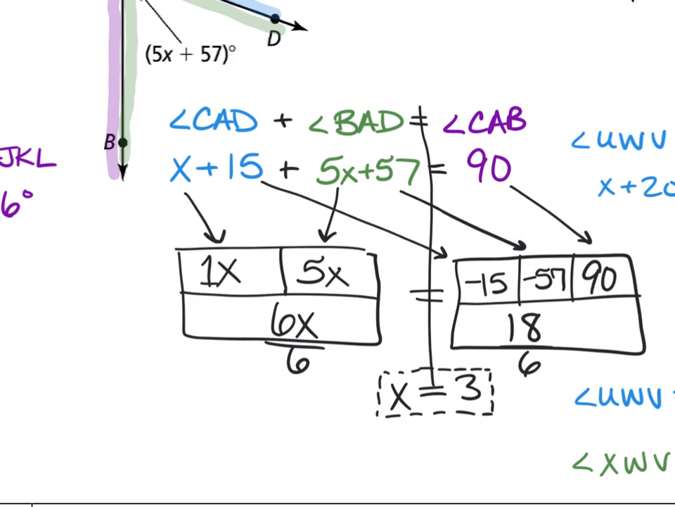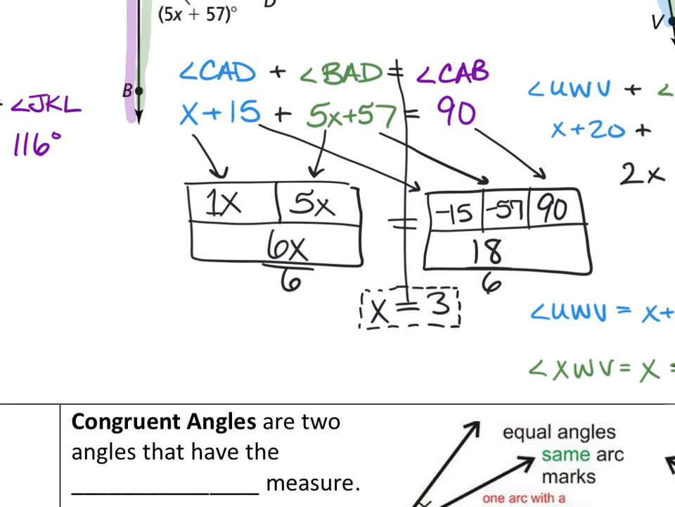Okay, cool. Are we finished with the problem though? No, because what was the actual question? We need to find the angle measurements. We need to find the blue angle and the green angle. So I know that the blue angle, CAD, was equal to x plus 15. But what can I put in place of x right now? 3, the number we got for x. What is 3 plus 15?